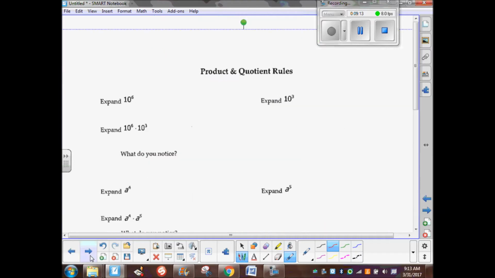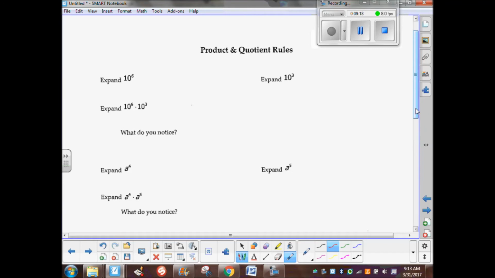All right, now let's flip it. Product and quotient rules. So let's expand out 10 to the 6th power. I need to expand it out. What am I going to write? 10 six times. I'm going to use, what do I want to use? I don't want to use the x for multiplication. We're really kind of over that. Okay. I'm just going to use the dot. 1, 2, 3, 4, 5, 6. 10 to the 3rd, right?